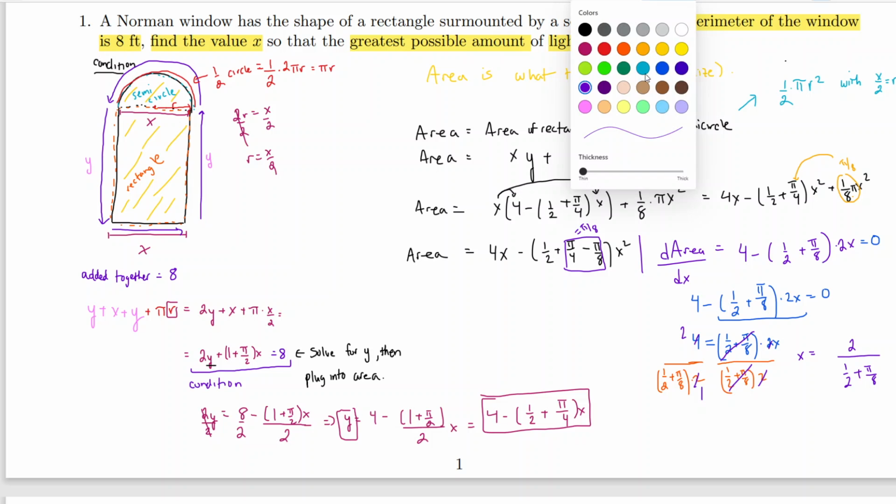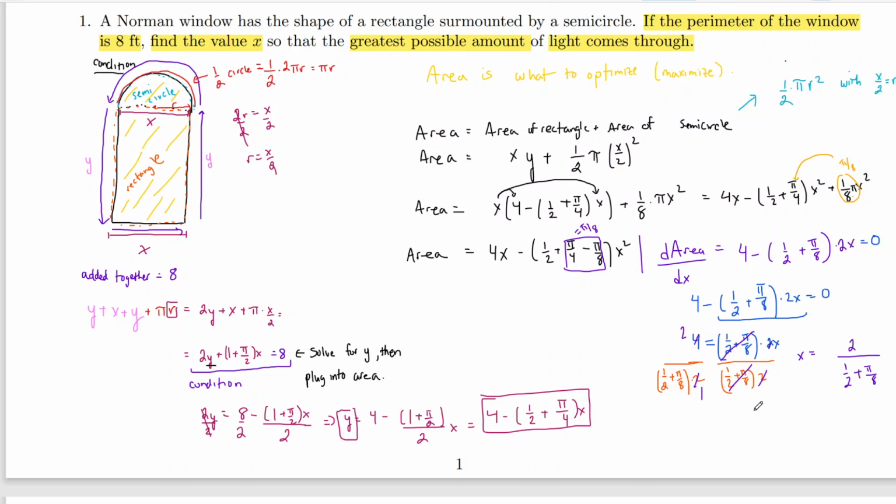Now, typically we don't like fractions inside fractions, so I wouldn't stop here, but you only have one step to go. If you stopped here, it wouldn't be wrong. But if you multiply through by 8, that'll get rid of both fractions because 8 will cancel out with the 2 and also the 8. And we just have to multiply by the same thing on the top to keep everything balanced. So x equals 2 times 8 is 16 over, and then 8 times 1/2 is 4 plus pi over 8 times 8 is pi.